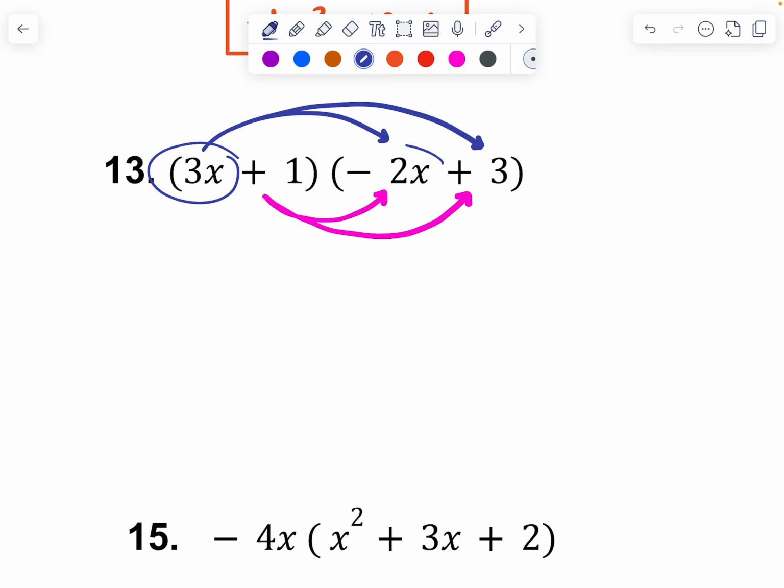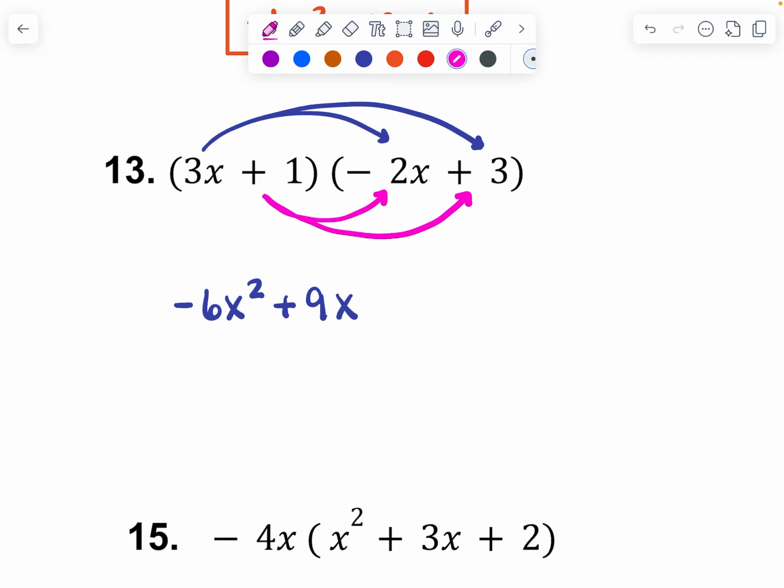So just take it one step at a time. 3x times negative 2x is going to give us negative 6x squared. Because we are multiplying, we are not adding. We're getting rid of parentheses, so we're multiplying. It's a very important distinction to understand. When you're getting rid of parentheses, you are multiplying. And then 3x times positive 3 gives us positive 9x.